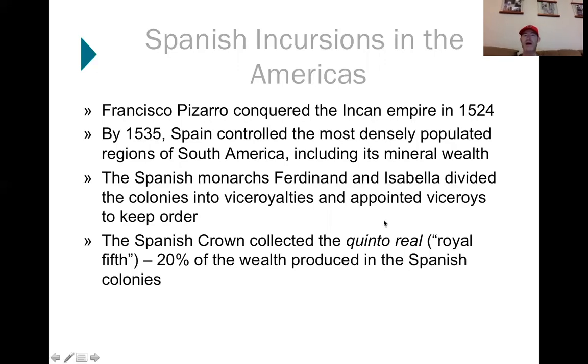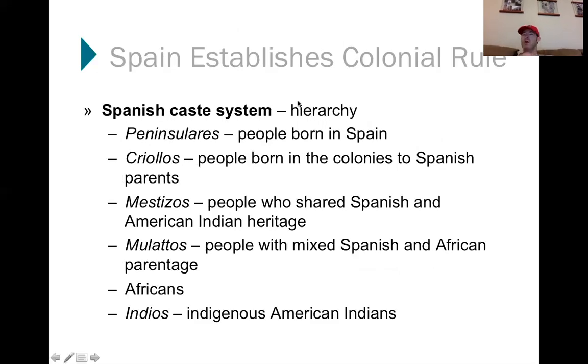The Spanish crown collected the quinto real, meaning royal fifth. As you can see here, 20% of the wealth produced in the Spanish colonies. That is a lot, one-fifth of that wealth. Again, that idea of economic reasoning or causes is pretty important. We see the rise of an important caste system that develops, and this caste system is going to have an effect on social structure and the idea of identity.